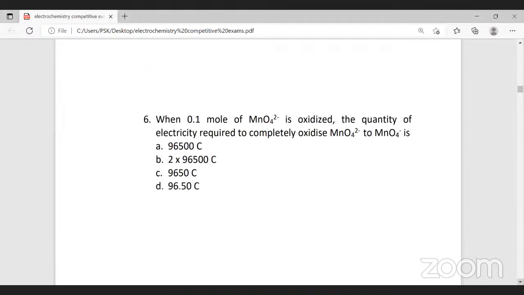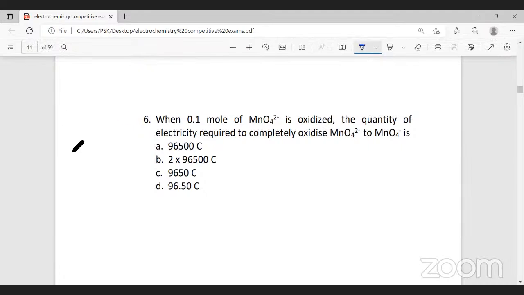All right. We'll continue with one or two questions and then go to the next topic. Yesterday, we learned Faraday's first law in detail, and I told you its mathematical representation. Faraday's first law is given by the formula W is equal to Z into I into T. W is directly proportional to the quantity of charge passed, Q. Q is nothing but I into T. If you remove the proportionality sign, we give a proportionality constant.